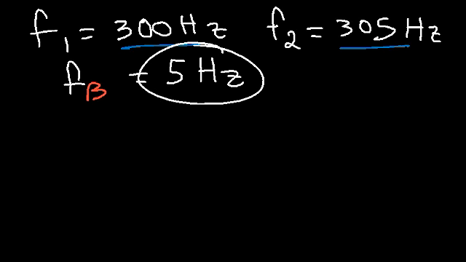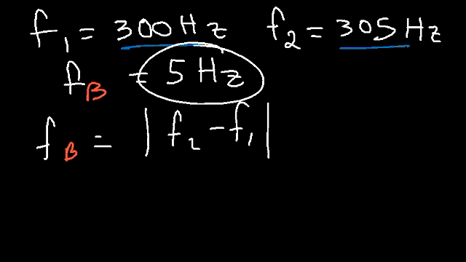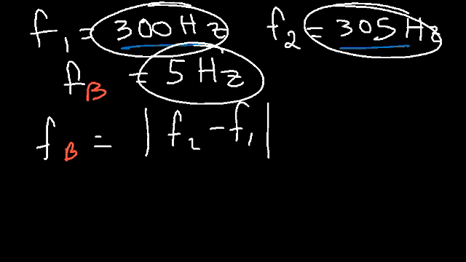So if the frequency is 5 Hertz, that means it's 5 cycles per 1 second. So there's 5 points of constructive interference that occur in a single second. The beat frequency is simply the absolute difference between the two frequencies. And it occurs whenever these two frequencies are very close in value.